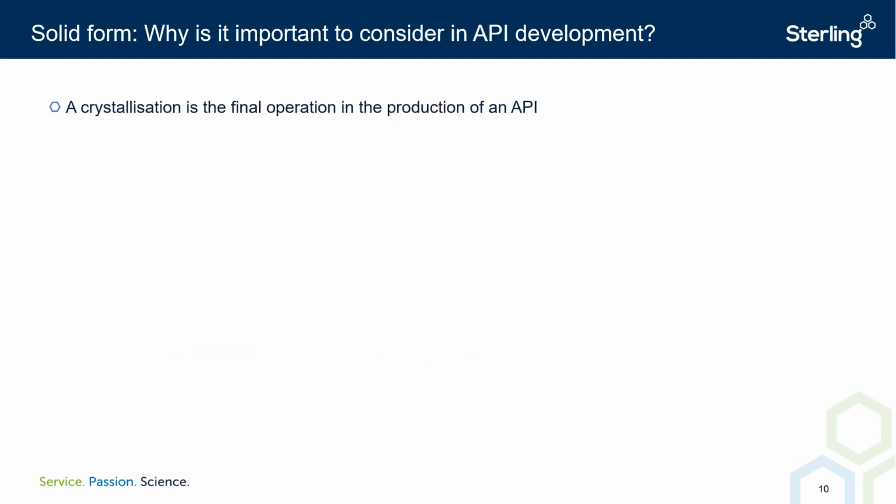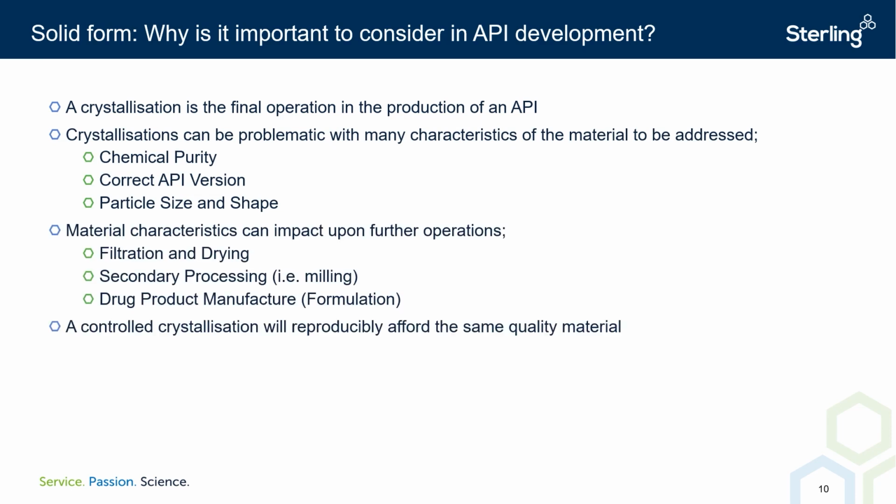Appropriate screening will aid in selecting the most suitable version of an API to progress forward to crystallization development. But why do we need to highlight crystallization? The final operation in the production of an API solid is crystallization, which defines all the attributes of the API. But we also can use crystallization for the isolation of intermediates.